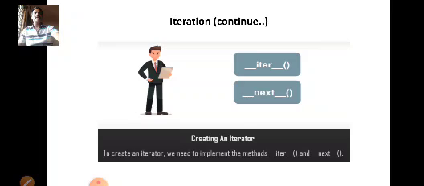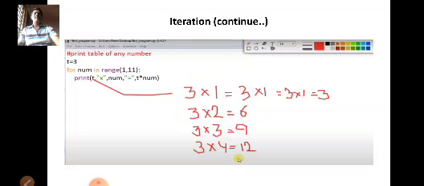Creating an iterator means, to create an iterator, we need to implement the iter method and the next method. By using the iter method and the next method, we create an iterator. By using the for loop, we can print tables, means multiplication tables.